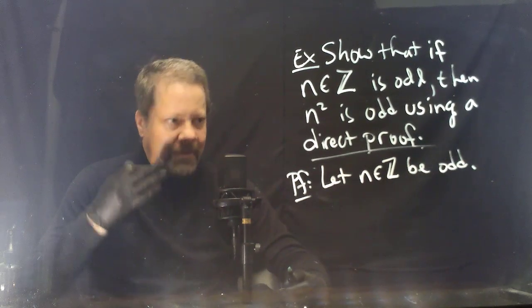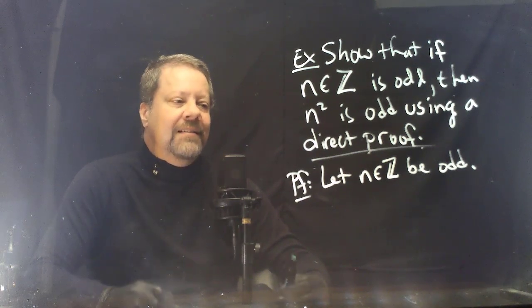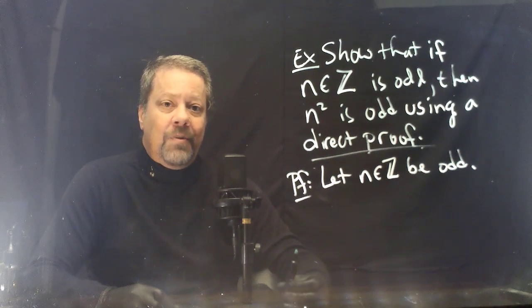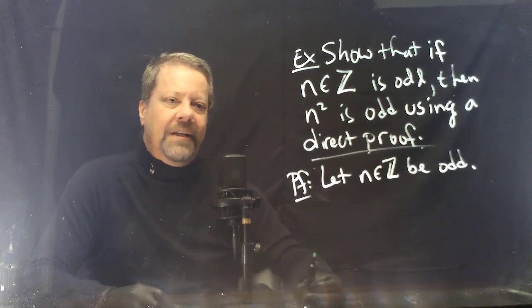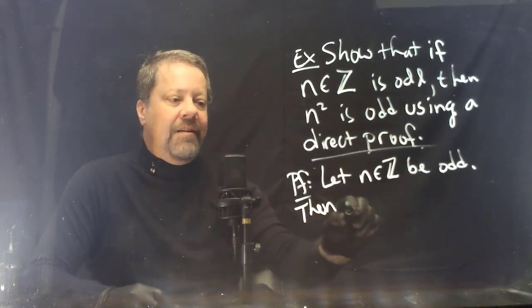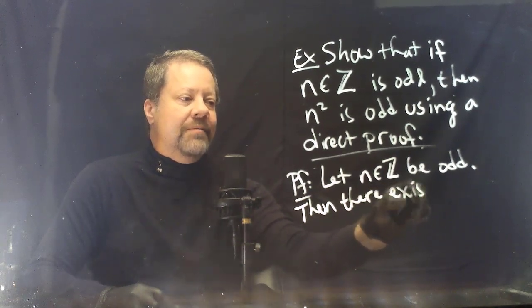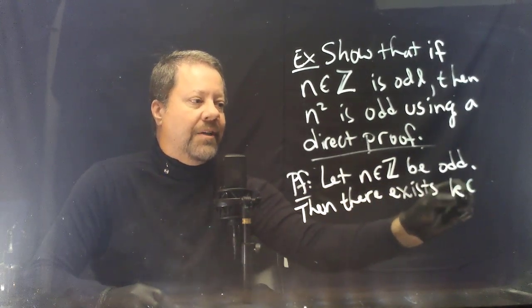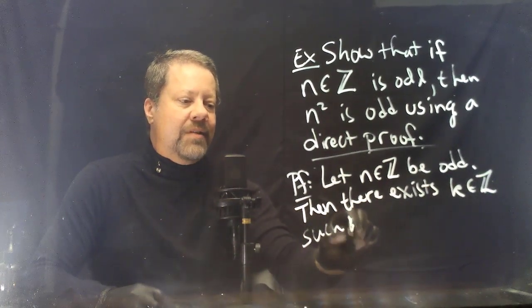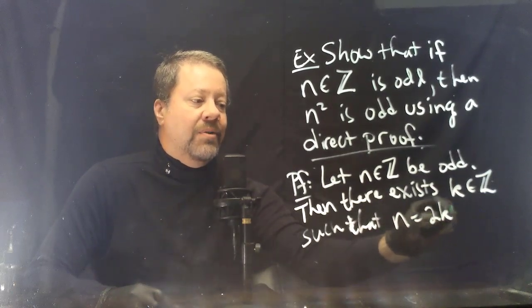One of the joys of learning how to construct this kind of direct proof is learning that the way that we proceed is often indicated by the definitions of the words. What does it mean for n to be odd? Well, if n is odd, then there exists an integer k such that n is 2k plus 1.